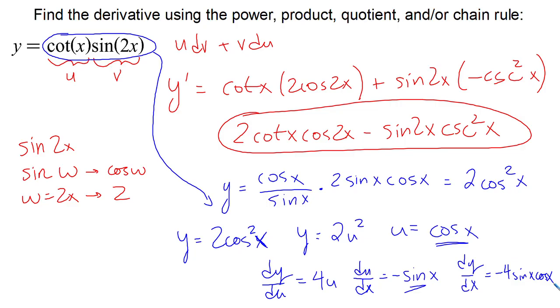And that can be rewritten using double angle identity also, but we won't bother. And we could probably simplify that to cotangent x cosine 2x minus sine 2x cosecant squared x that we got the other way down quite a bit. But I'd be fine with either of these answers. And they're both equivalent to each other.